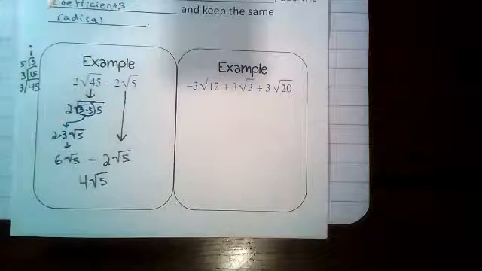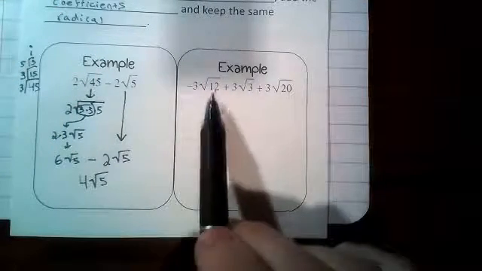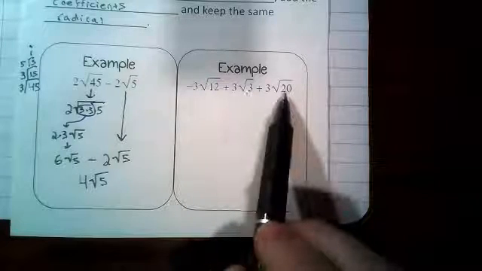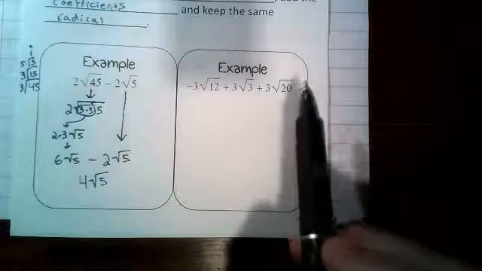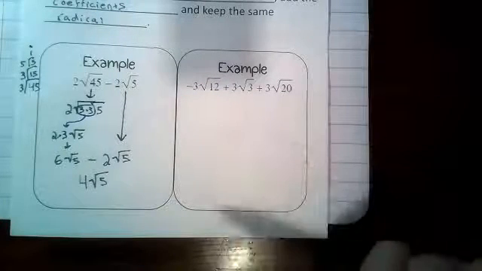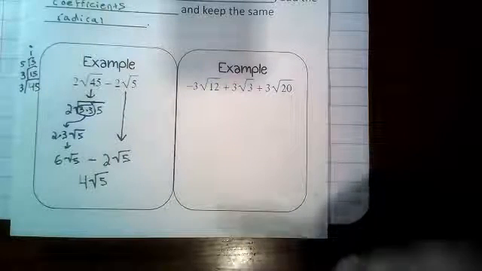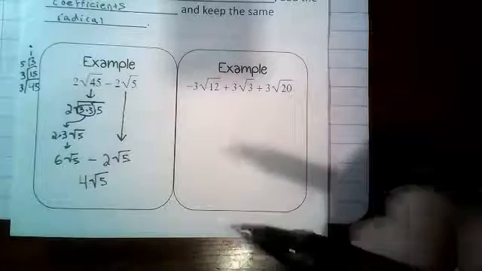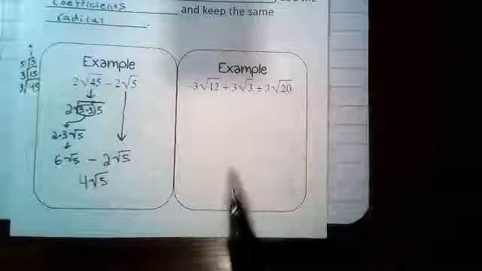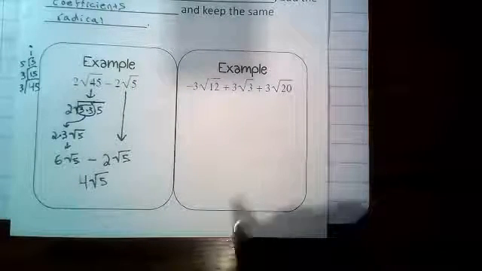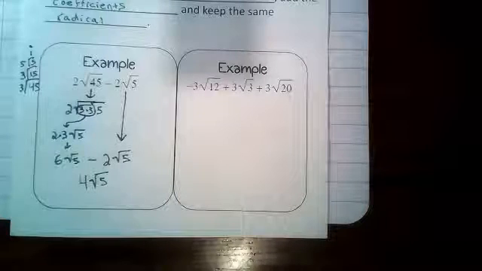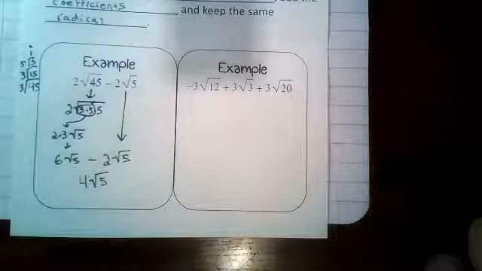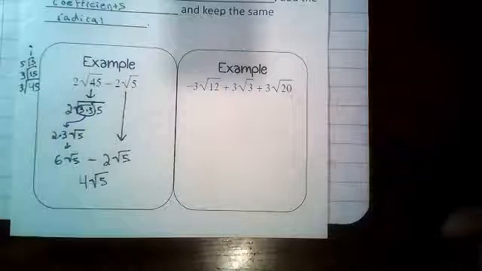For my next example, I have the square root of 12, square root of 3, and square root of 20. So right away, I can't combine those because the radicands are different. They're all square roots, so the index is the same, but they have to have the same number inside the square root sign. So, can I change the way it looks by simplifying things first? Okay, and in fact I can.